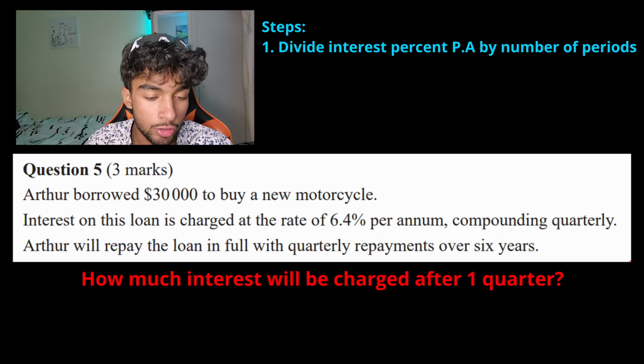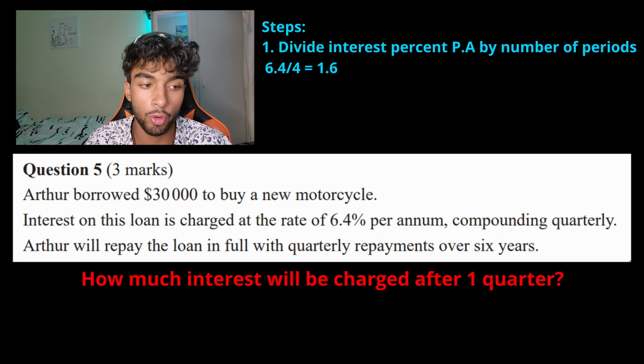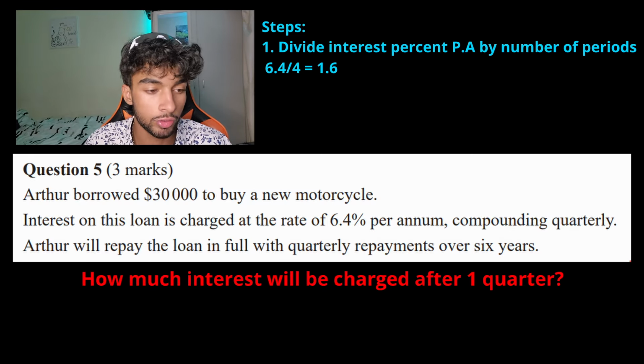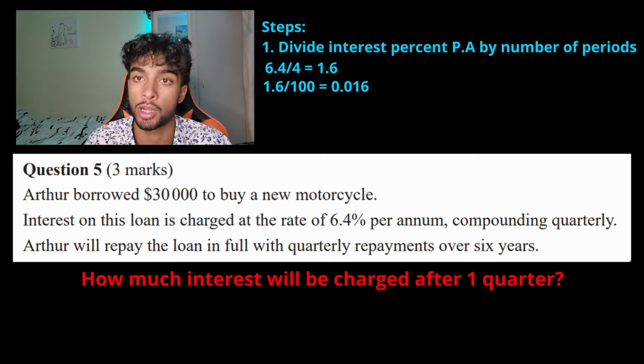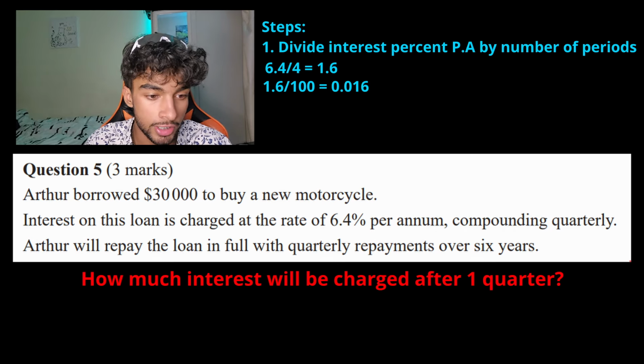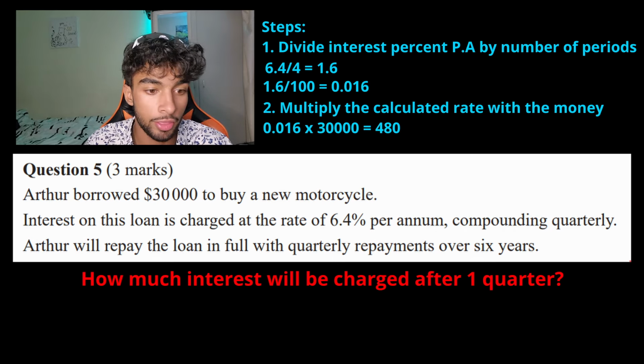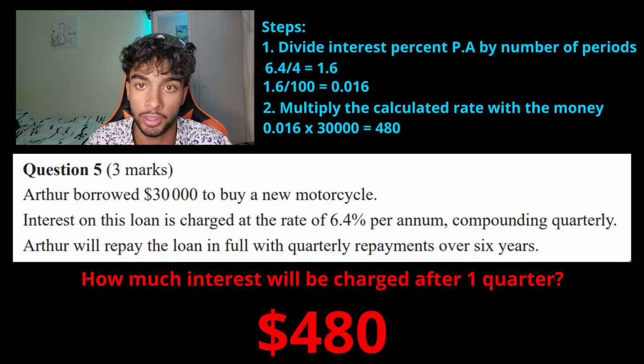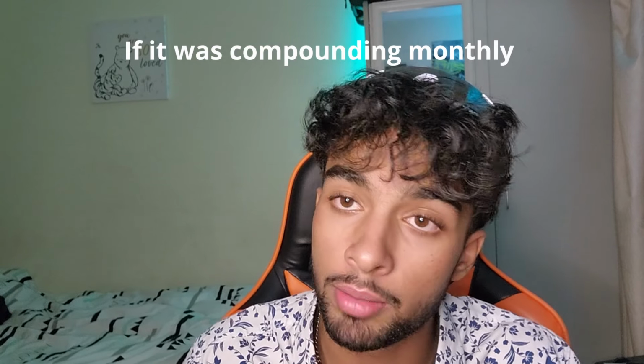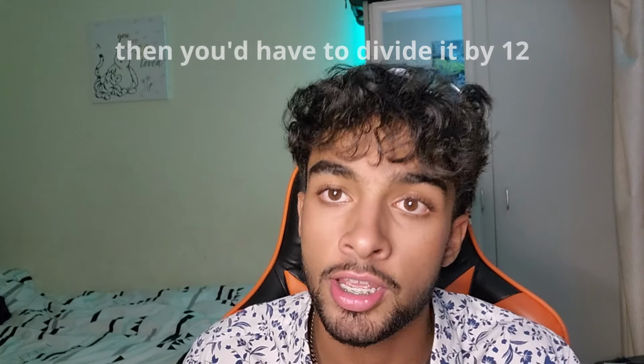So here it is quarterly, so we're going to do 6.4 divided by 4. Then we'll divide that, which is 1.6, by 100, so it equals 0.016. Then we can multiply that by 30,000 and we get $480. If the question said it was 6.4% per annum compounding monthly, then we would have to divide that by 12 before making calculations and so on.